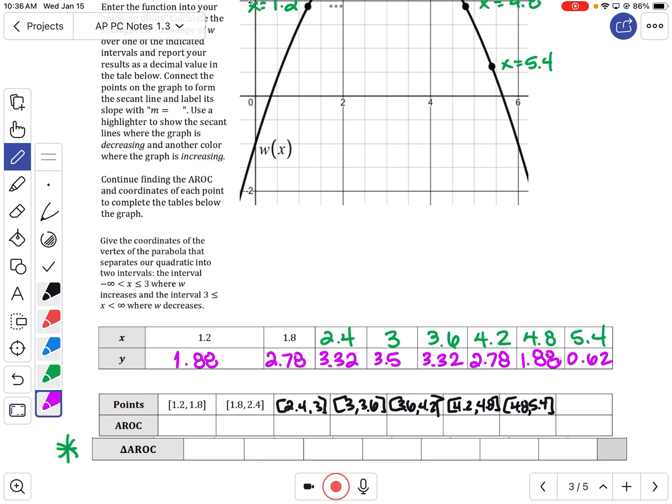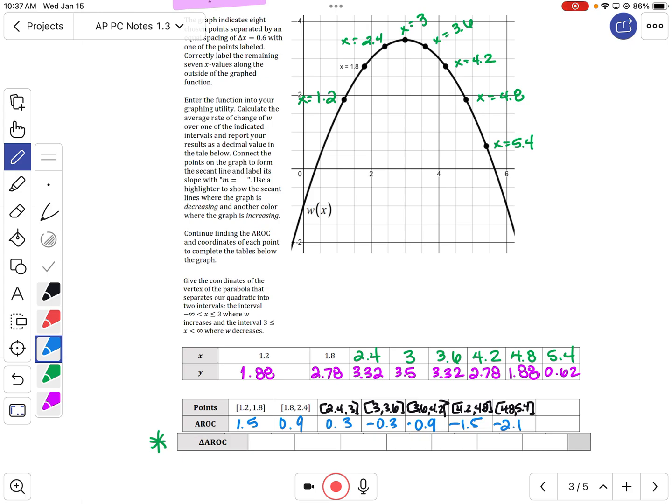So I would take 2.78 minus 1.88 divided by 1.8 minus 1.2. And here's what I got: 1.5, 0.9, 0.3, negative 0.3, negative 0.9, negative 1.5, and negative 2.1. Those values represent, up here where it talks about m equals, the slopes of our secant lines. If we connected the dots between all of our points, those are their corresponding slopes.